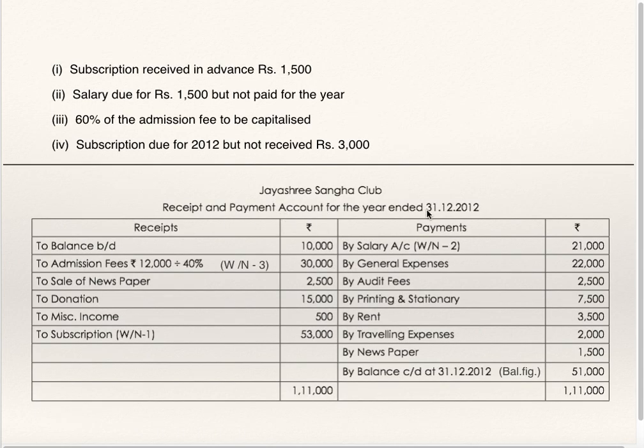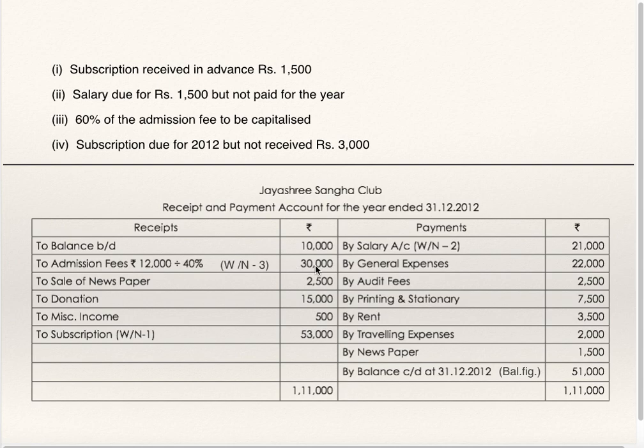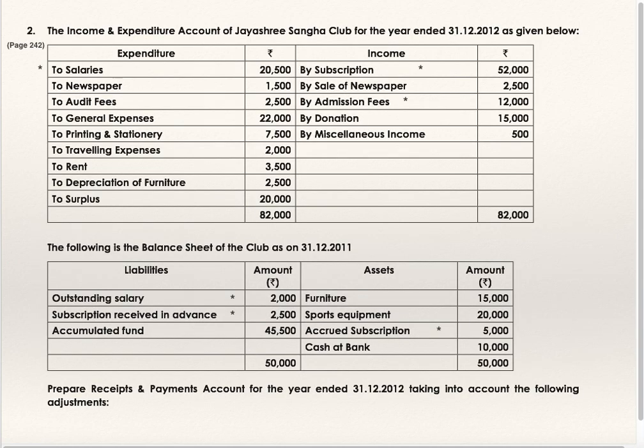Receipt and payment account for the year ended 31st December 12, to balance brought down. From the opening balance sheet you will get cash at bank 10,000. Admission fee, just now I have shown you, 30,000. Sale of newspaper, donation, miscellaneous income, subscription we have also seen. Working note: see the income side, subscription, sale of newspaper, admission fee, donation and miscellaneous income. Out of this, subscription and admission fee figures are different, all other figures are the same.